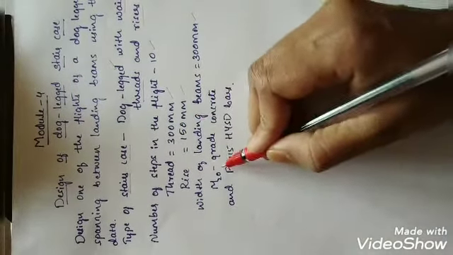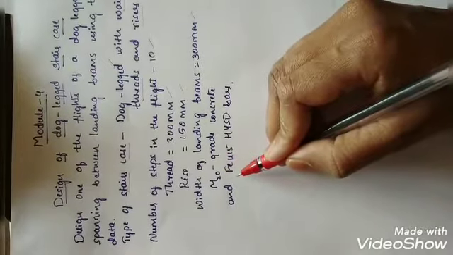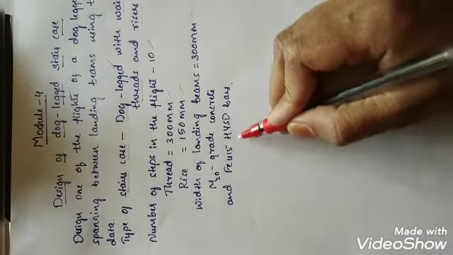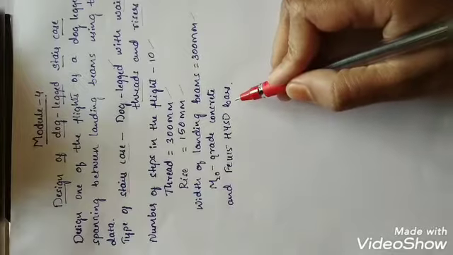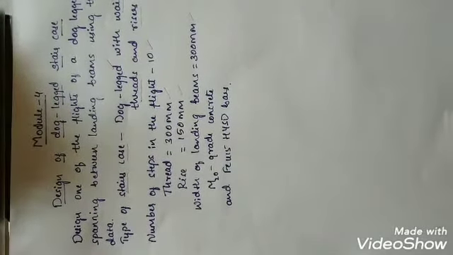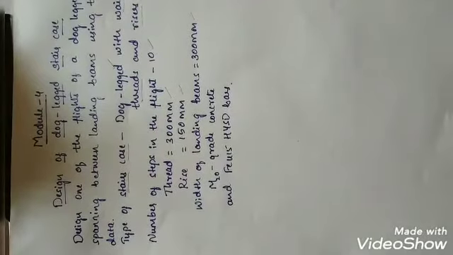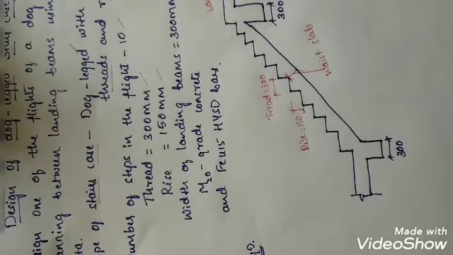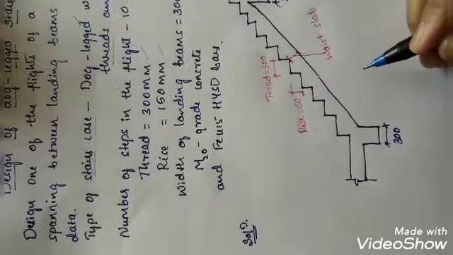He mentioned the grade of concrete, it is M20, along with the grade of steel, which is Fe415, that is HYSD bars. That is the given data. For this given data, we should design a dog-legged staircase. We will move to the solution now.